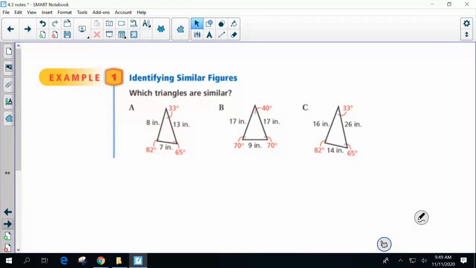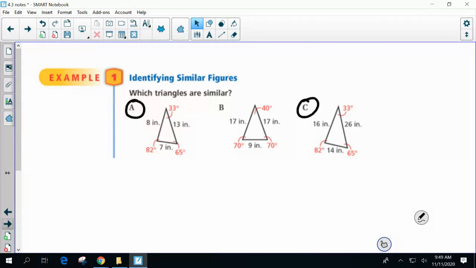Okay, so for the first problem, decide which triangles are similar. You're looking at the three triangles, and this one happens to give you angle measurements, so you could decide based off of the angle measurements what two triangles are similar here. A and C. Okay, so notice A and C both have the same angles. So that would make them similar.